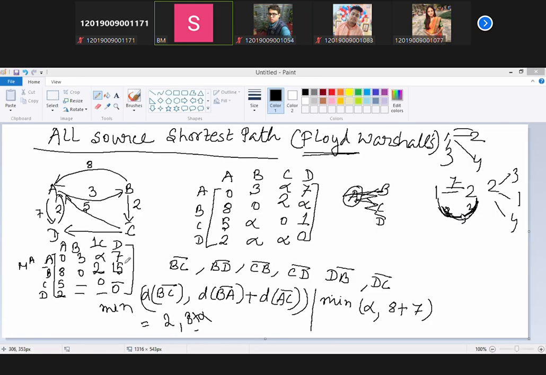So take 15. I am asking you to first complete it for all other locations, that is CB, CD, DB, DC. It may remain infinity if even via something the path does not exist. Once the MA matrix is complete, tell me the values, then I will show you how we can proceed. But before that, calculate and tell me the distances of CB, CD, DB, DC, the rest 4.